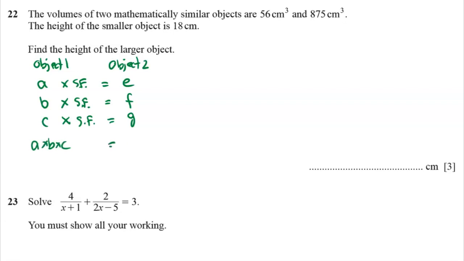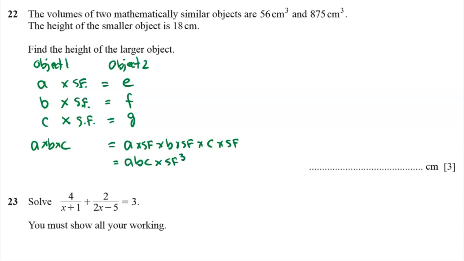And then for the second one, because E equals A times the scale factor, and F equals B times the scale factor, the volume would be A times the scale factor times B times the scale factor times C times the scale factor. So the volume of the large one actually turns out to be ABC, which is the volume of the small one, times the scale factor cubed.